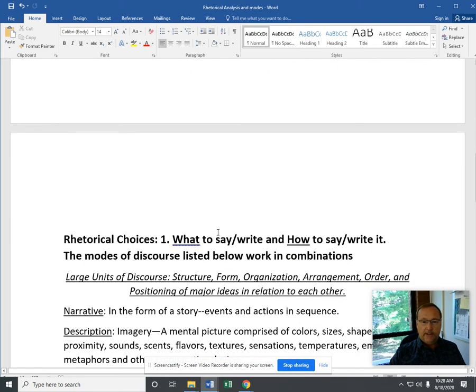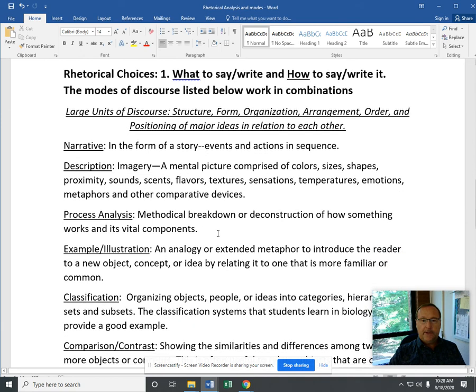So let's move on to rhetorical choices. Okay, so these are the kinds of things that I want us to be conscious of. These are the things that I want you to think about as you're reading the pieces that you'll be analyzing for this class, and then hopefully later on as you sharpen your skills.